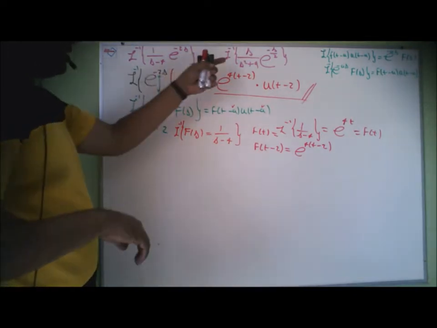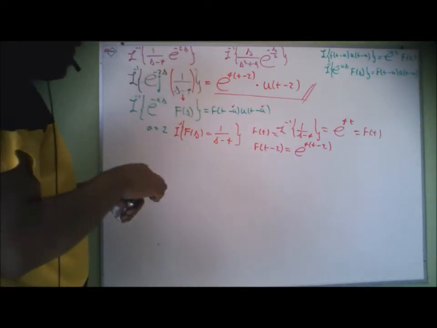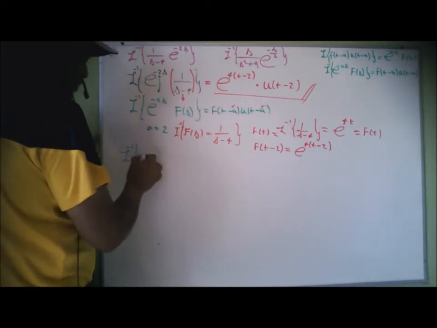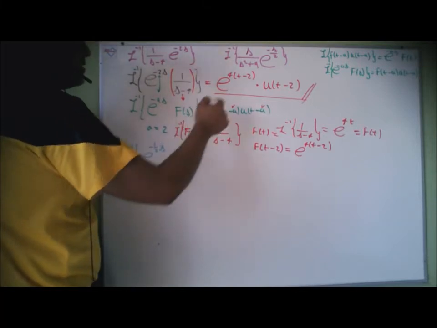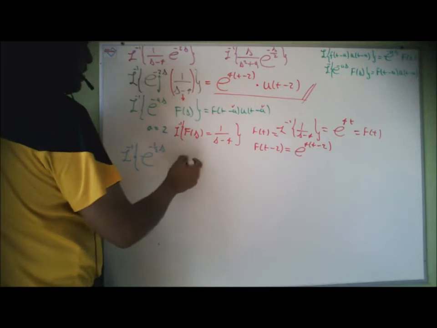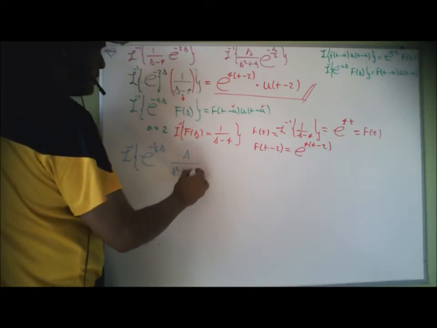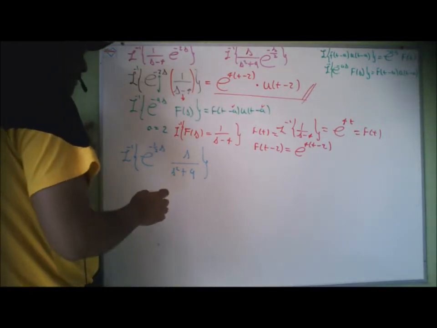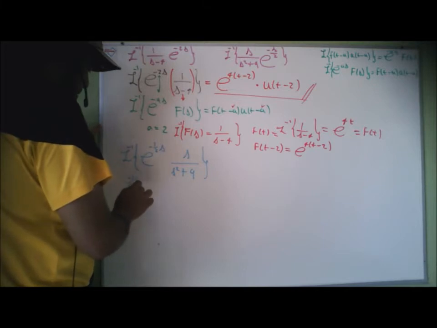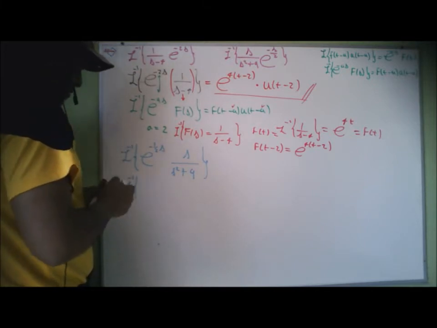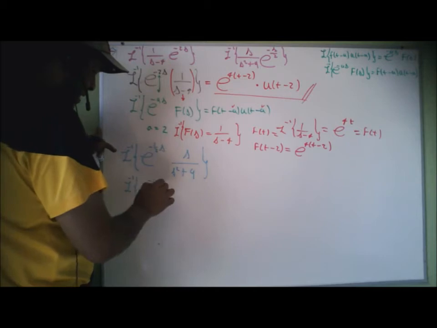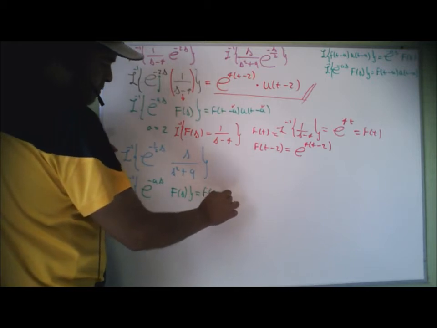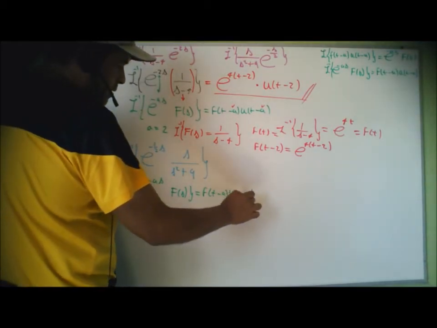Now let's use the other example. For this one, I'm going to write the Laplace inverse of the exponential of minus s over 2, times s over s squared plus 9. Again, you have to identify the value of a and the value of F of s. Writing the formula again: the Laplace inverse of exponential of minus as F of s is equal to f of t minus a, u of t minus a.